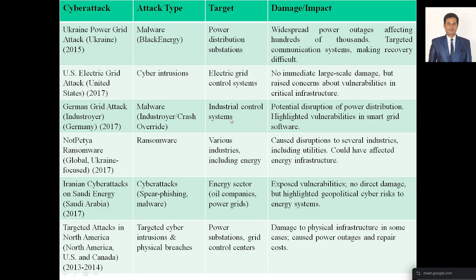So you can see there are also targeted attacks in North America in the year 2013 to 14, right, on a power substation. Target ಅಲ್ಲಿ entire power substation ಗೆ attack ಮಾಡಿದ. Damage: physical infrastructure in some cases, like the power outage and the repair cost. So this is the damage that is actually happening, right? So these are called cyber attacks. So is it visible now, Uday? Is that clear? Yes, sir.